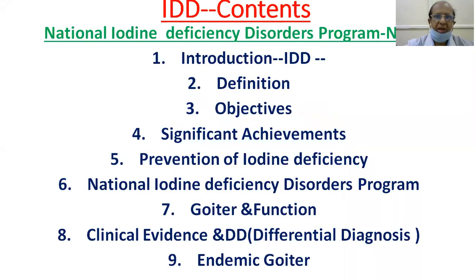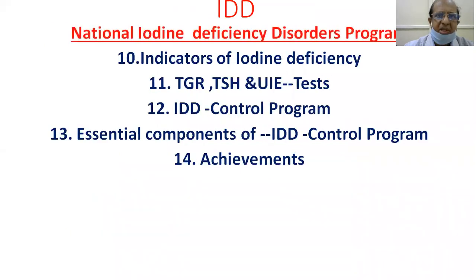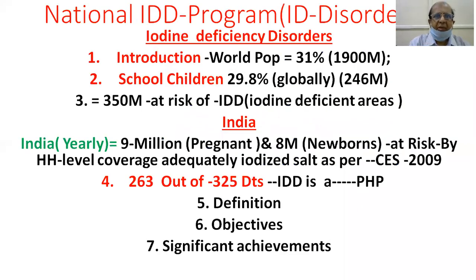National Iodine Deficiency Disorders Program: introduction, definition, objectives, achievements, prevention, goiter and function, clinical evidence, endemic goiter, and indicators of iodine deficiency like TGR, TSH, and UIE tests. IDD control program, essential components of IDD control program, and achievements. Coming to iodine deficiency disorders, introduction.